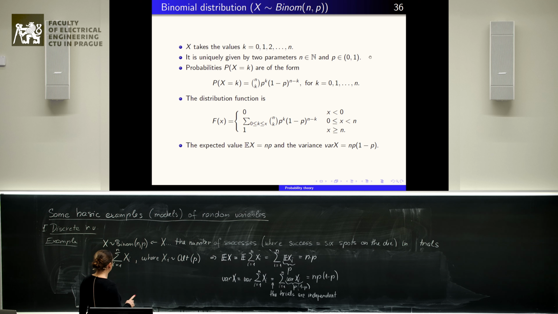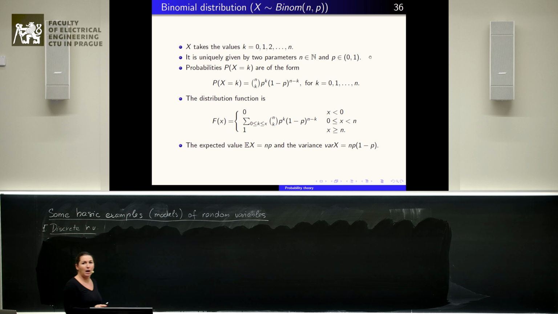So it was the second example. And now I will show you maybe the most important distribution we will use in this course. I mean the most important discrete distribution. And I will show you also the connection to the previous distributions.